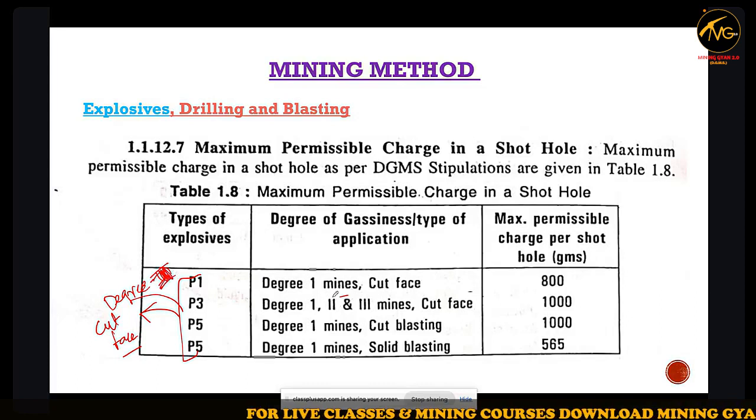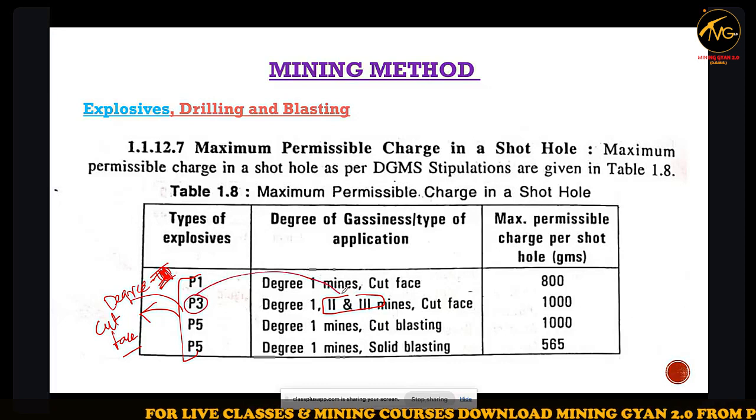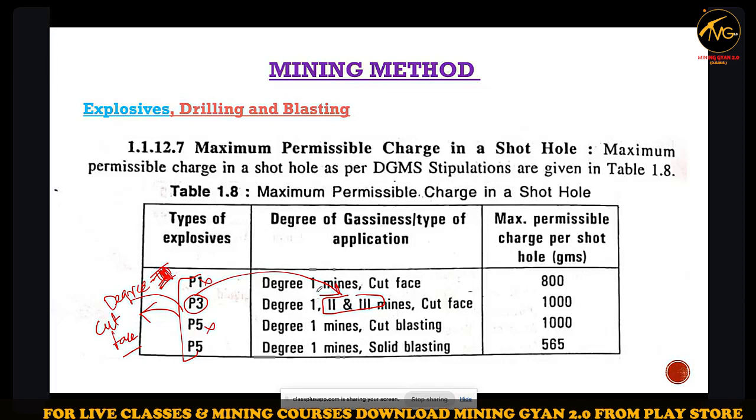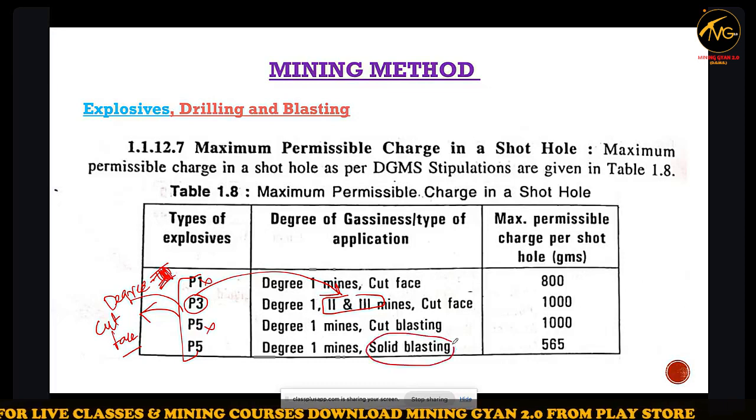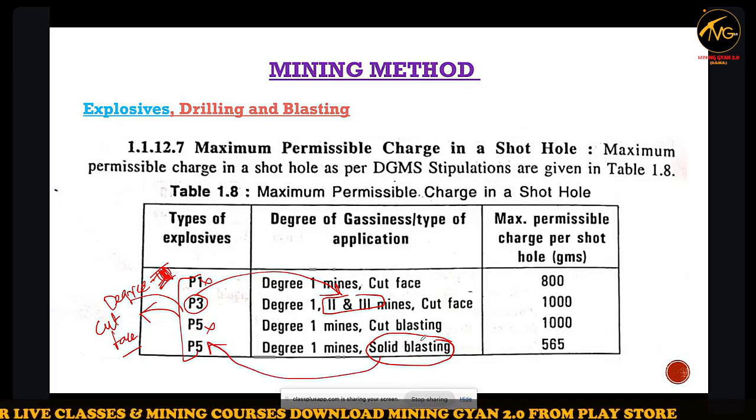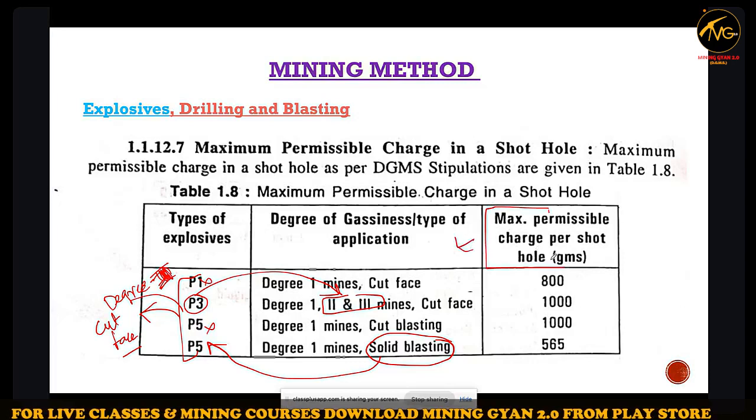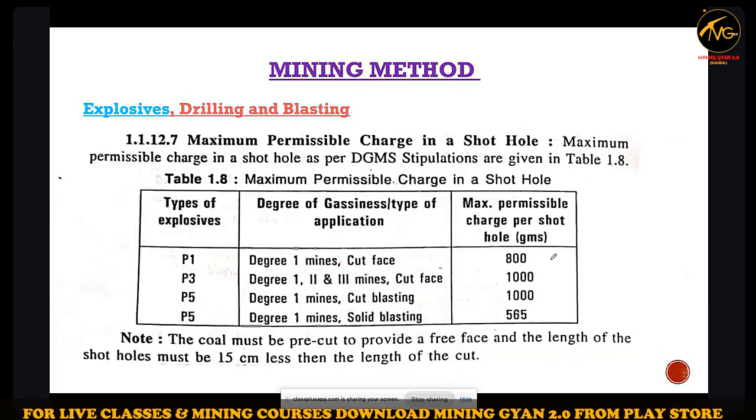For only degree 2 and degree 3, which type of explosive do we use? P3. P1 and P5 are not used for degree 2 and degree 3. For solid blasting, which type of explosive do we use? P5. So this you have to mug up, and these are the maximum permissible charges: 800, 100, and 565.